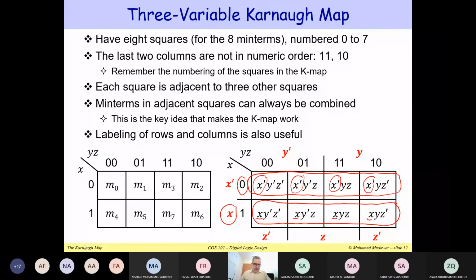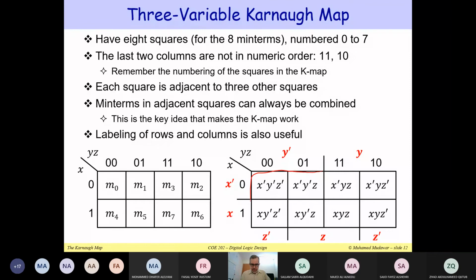Do we combine all of them or just the adjacent ones? So 0, 0, and 0, 1. And if you have 4 adjacent ones in the same row, you can combine 4. So not only can you combine 2, you can also combine 4. I'll show you more examples in the next slide. So the observation here is that in the case of row 0, this will be x prime. And when row 1, where x is equal to 1, this will simply be x.